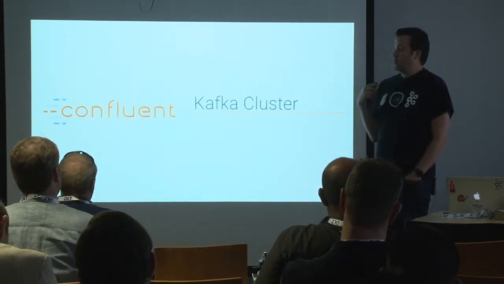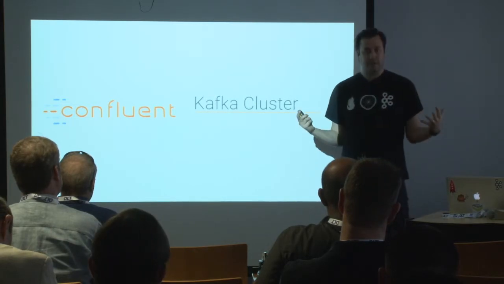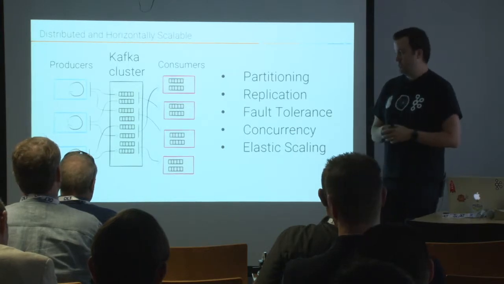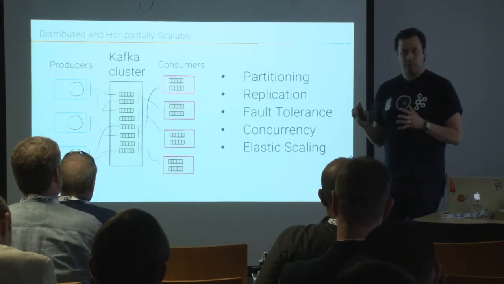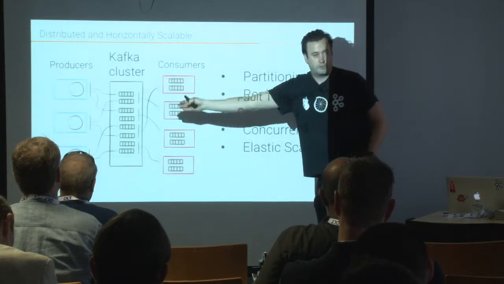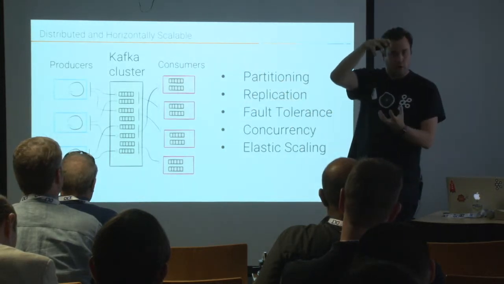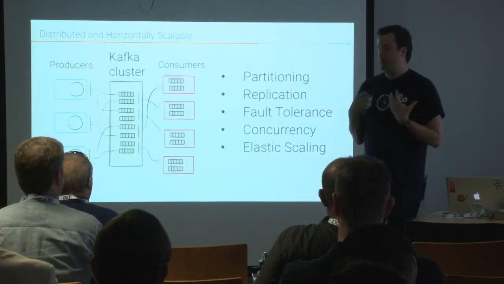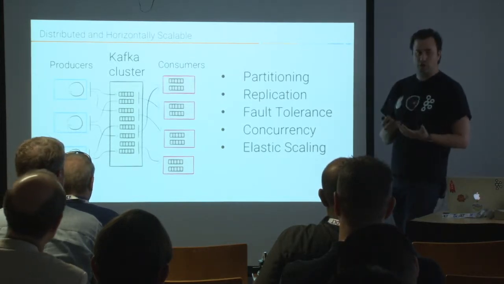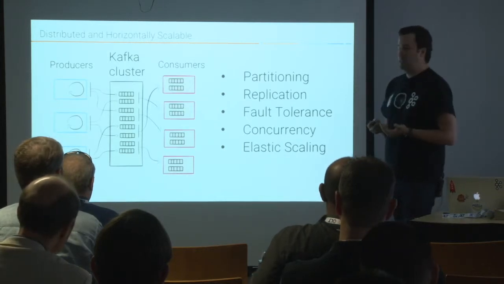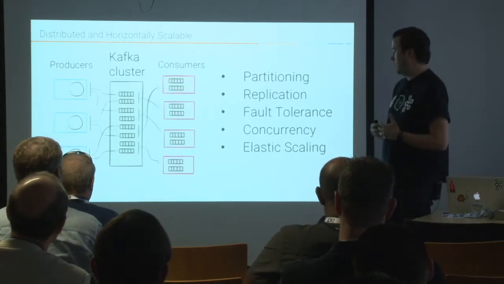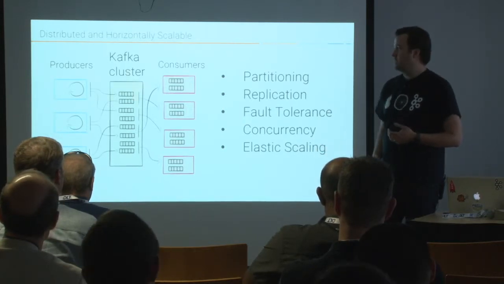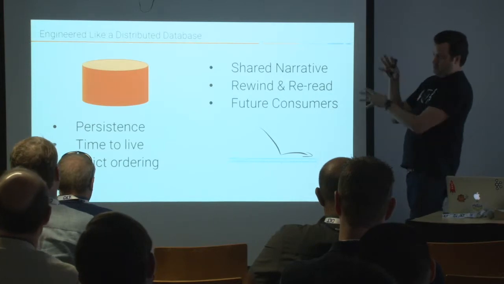So let's talk about the architecture of Kafka. What is Kafka? Kafka is a cluster of machines. This is a distributed system. What's neat about Kafka is that each component we talk about is built from data producers, data consumers, and then the brokers that hold the data. The brokers handle partitioning and replication, fault tolerance is built into the consumer API, and concurrency is built into both the producer and the consumer API. And because it's distributed, we enjoy elastic scaling. We'll get into that in a little bit.